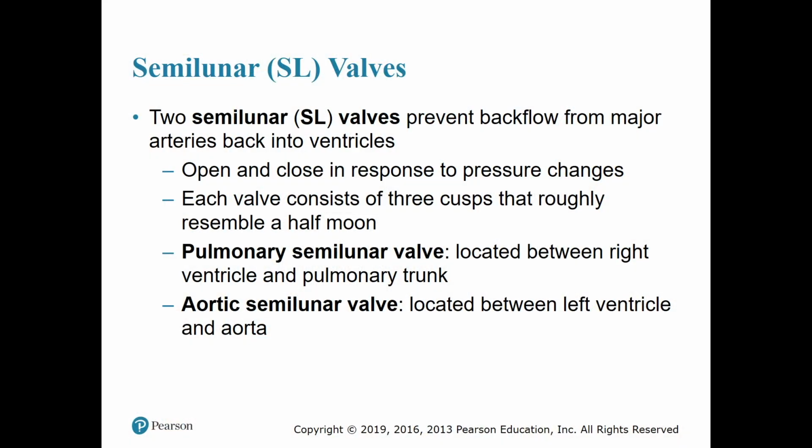So the semilunar or SL valves, the pulmonary and aortic valves, prevent the backflow of blood from the pulmonary trunk and aorta into the right and left ventricles, respectively. So they open and close in response to pressure changes. Each valve consists of three cusps that roughly resemble half moons. Specifically, the pulmonary semilunar valve is located between the right ventricle and the pulmonary trunk, whereas the aortic semilunar valve is located between the left ventricle and the aorta.